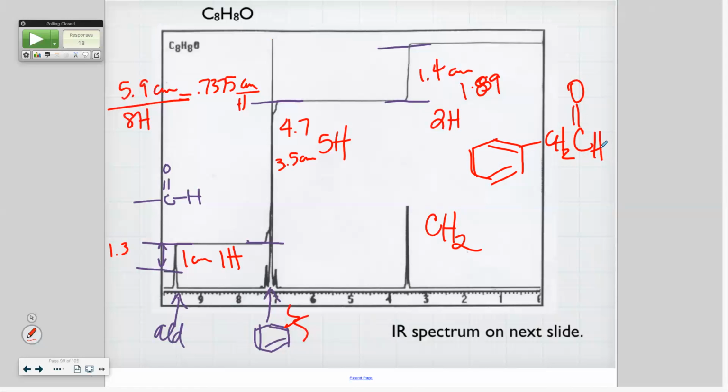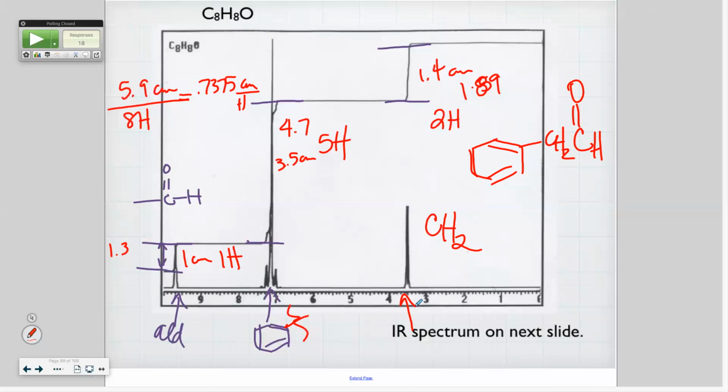Okay, notice where the shift is for that CH2. It's affected by the carbonyl and the benzene ring, so it's at 3.5. Okay, do we fit the formula? Count the hydrogens. Okay, yeah.